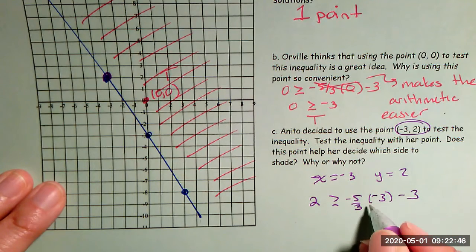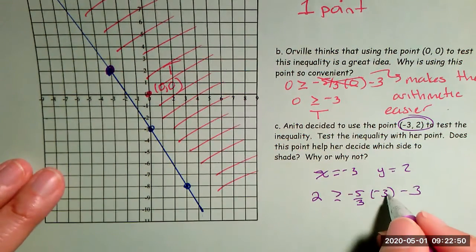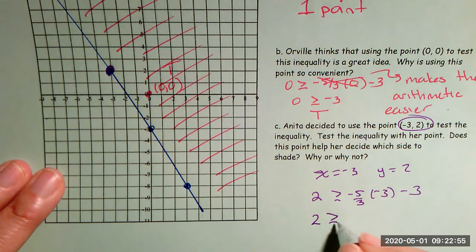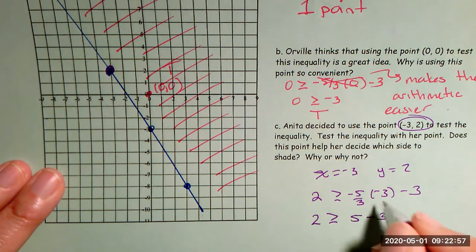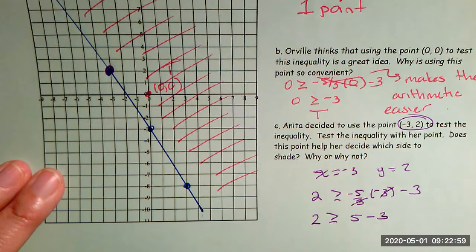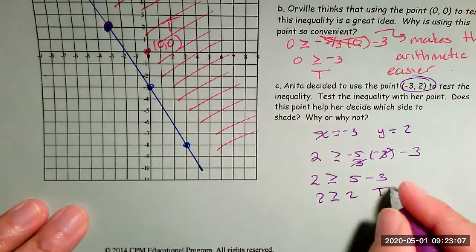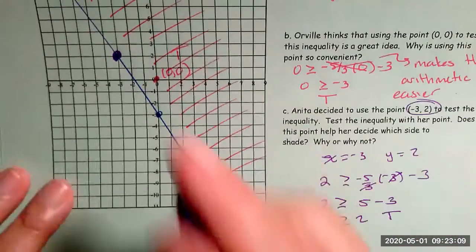And see, this is where it's a little bit more math. Negative 5 times negative 3 is positive 15, divided by 3 is 5. I'm going to show you, you could just cancel this out, right? So negative 5 times negative 1 is 5. So we get this. Is 2 greater than or equal to 2? Yes, that is true. So I'm going to put a T here.